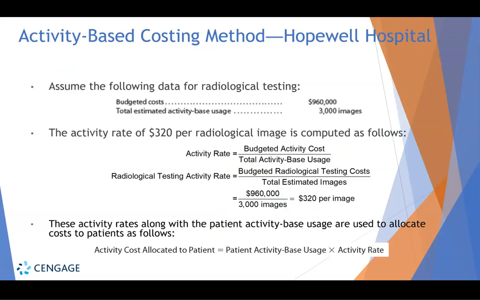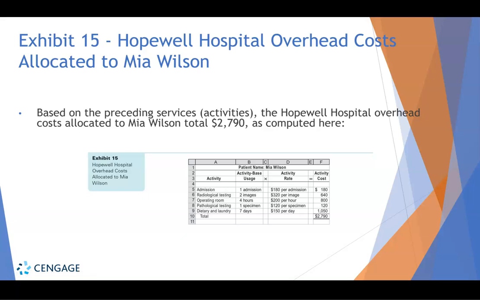We see the cost for radiological testing and what they estimate the activity base to be, 3,000 images. So if you take the $960,000 and divide that by 3,000 images, that gives us $320 per radiological image. Based on those various activities, Hopewell Hospital's overhead allocated to Mia Wilson was $2,790, based on 1 admission, 2 radiological tests, 4 hours in the operating room, 1 pathological test, and 7 days in the hospital.